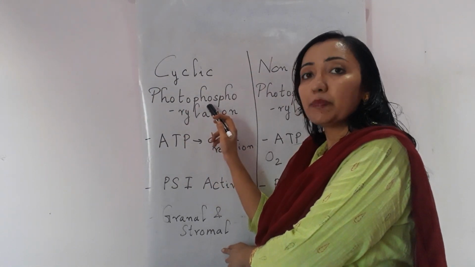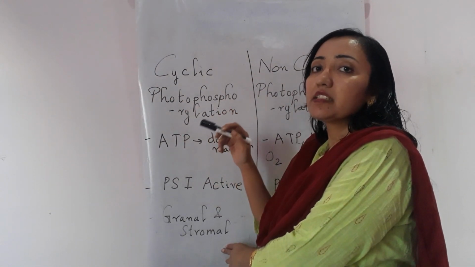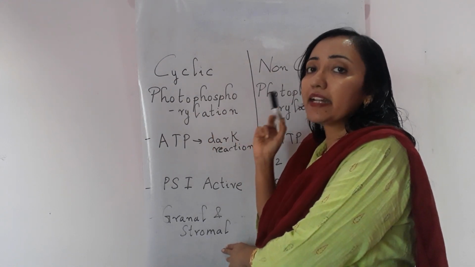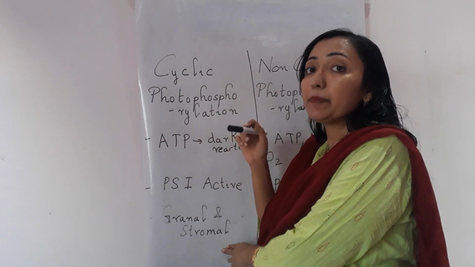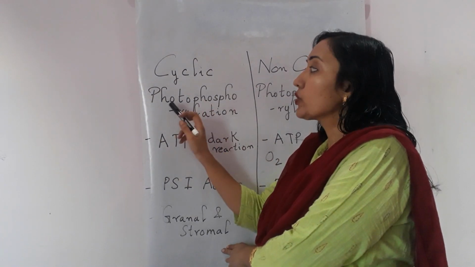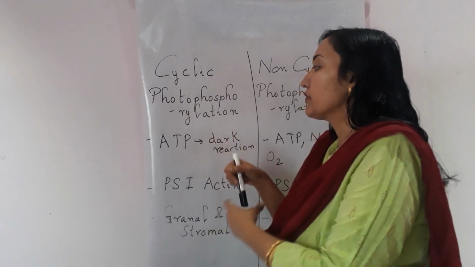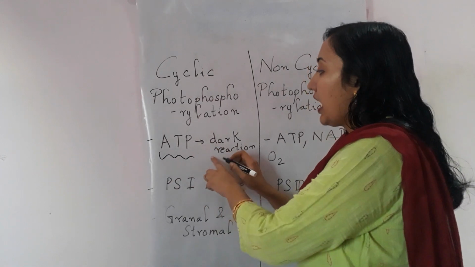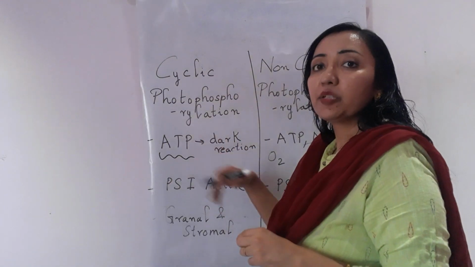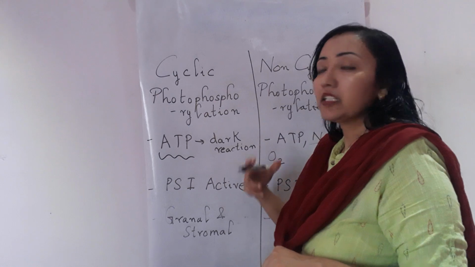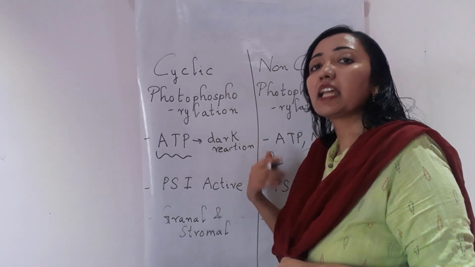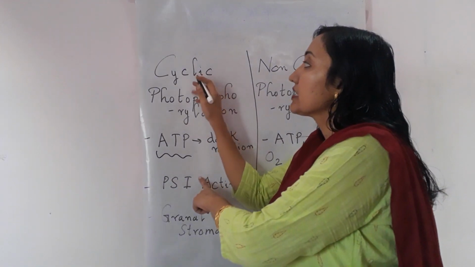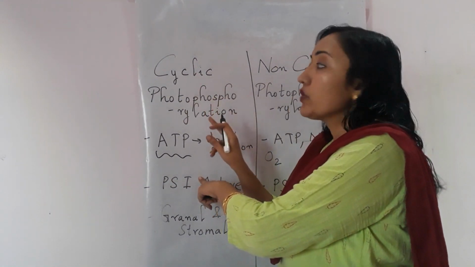So how is ATP synthesized? Whenever phosphate is added to ADP, ATP is synthesized. In cyclic photophosphorylation, only ATP is synthesized. Now we are studying the light reaction, but for the dark reaction of photosynthesis, extra ATP is needed, and this is synthesized in cyclic photophosphorylation.